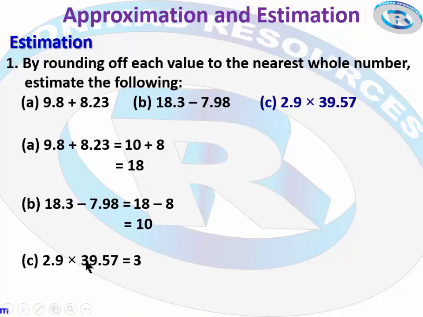Then the second number is 39.57. 39 is the whole number part. So the next digit is 5. So we are rounding it up, and we have our 39 plus 1 to give us 40. So 39.57 to the nearest whole number is 40. 3 times 40 gives 120. And that's all for problem 1 under estimation.